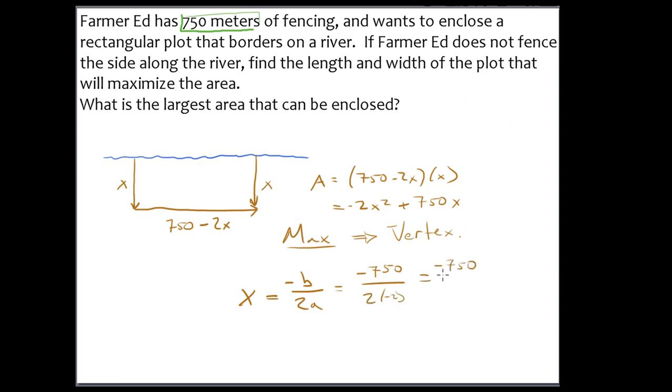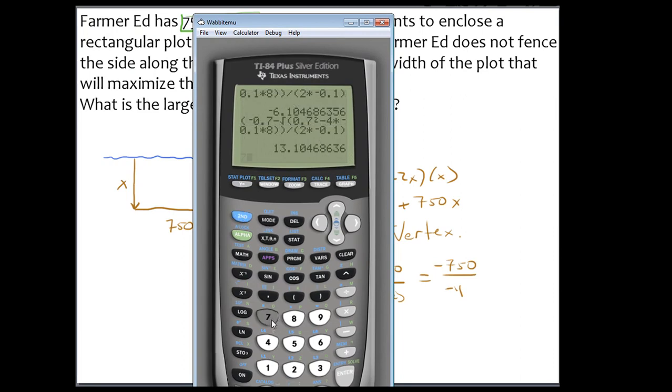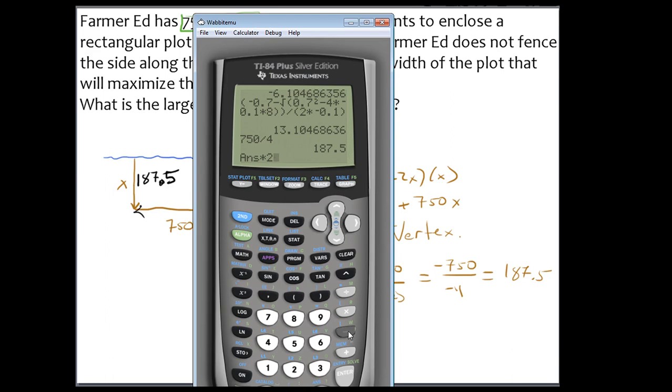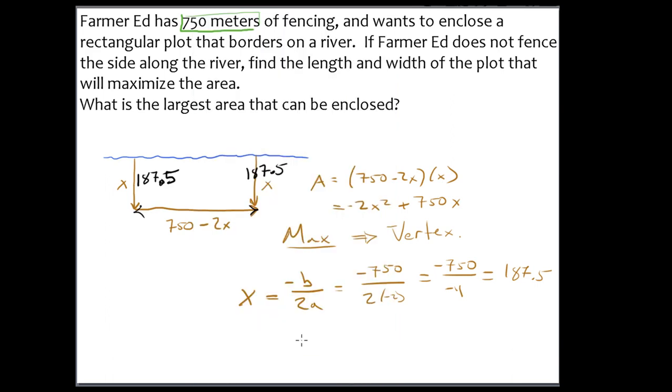So this is negative 750 divided by negative 4. Calculator, come help me. 750 divided by 4, 187.5. So this should be 187.5 by 187.5. And this length right here, calculator, times 2 minus 750, 375.